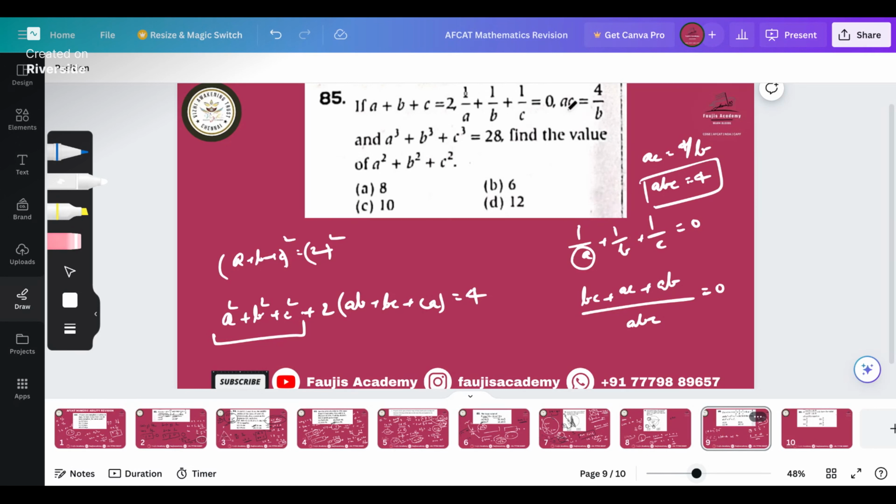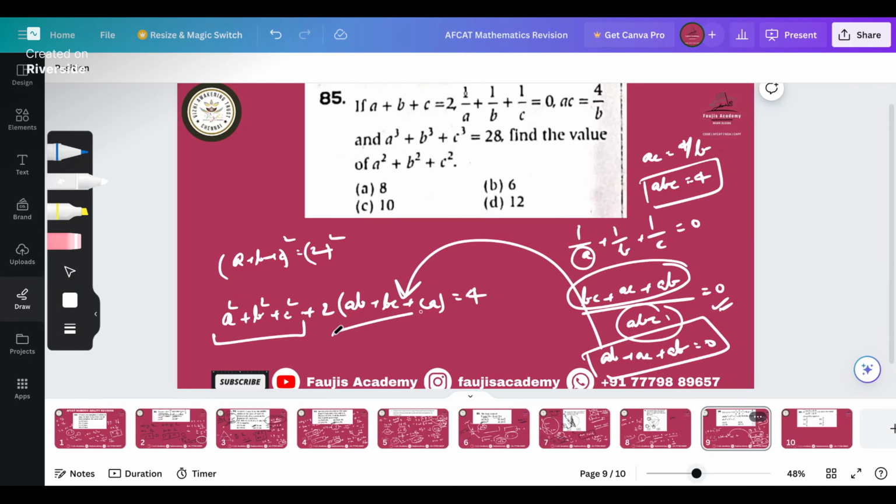Right? They have given this is the third. AC is equal to 4 by B. That means ABC is equal to 4. Right? That means this value is not your 0. And for this entire expression to be 0, this BC plus AC plus AB will have to be 0. Okay. Now putting this value over here, this entire thing will get what? 0. And what will be left with? A square plus B square plus C square is equal to 4.